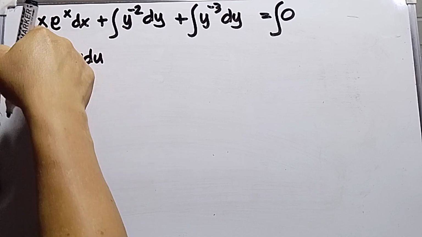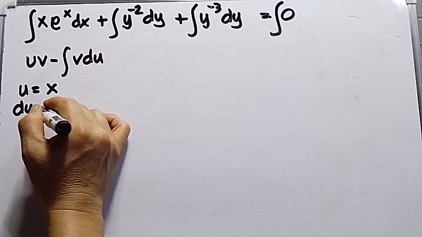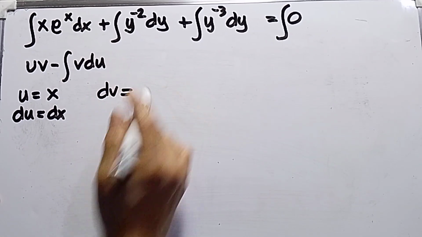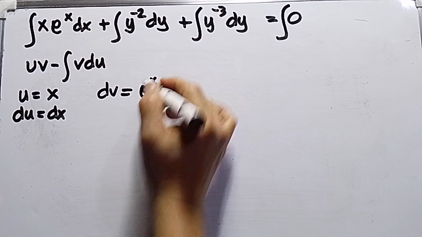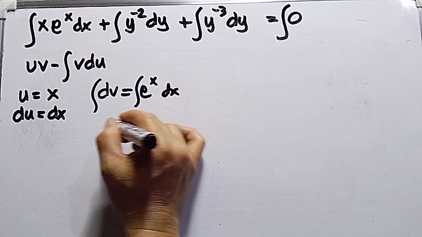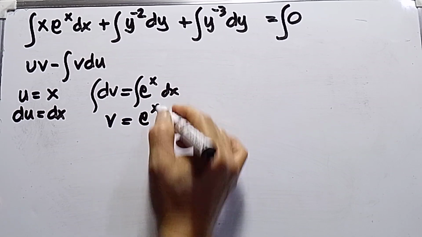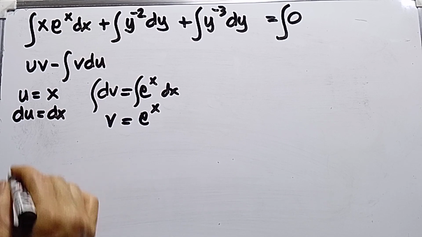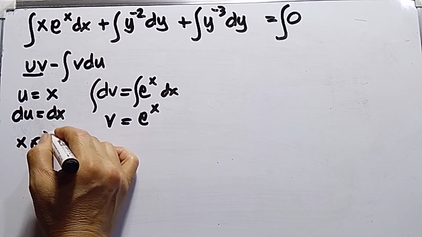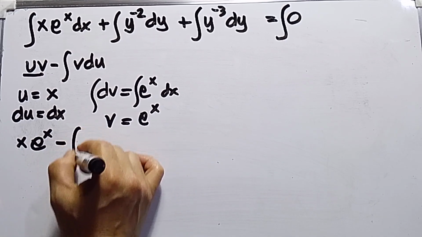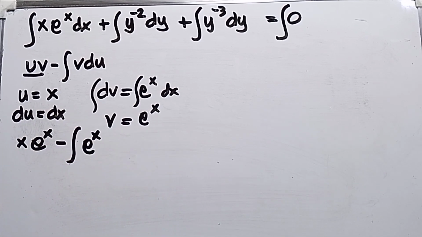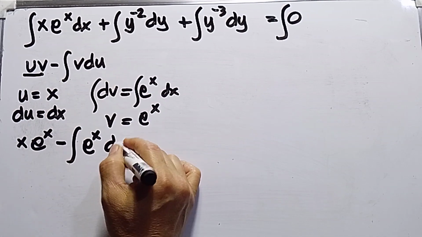So u will be my x, and then the derivative of x is dx. Then dv is e to the x. Integrating both sides, v is equal to e to the x. So uv, u is x and v is e to the x, minus integral of v, which is e to the x, times du, so dx.